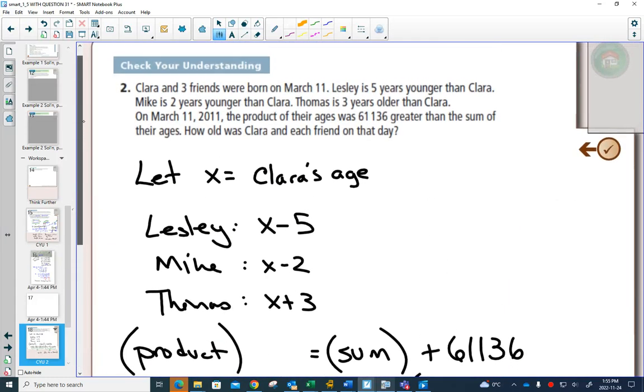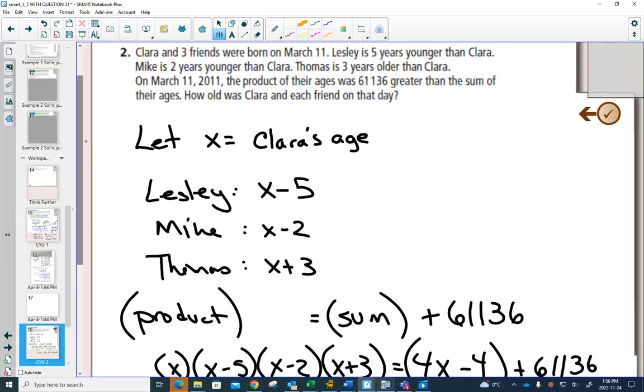Read the question again. How old was Clara and each friend? So we have it 17, 12, 15, and 20. We've now answered all of their ages. So, not a realistic question as far as something you would actually try to solve. However, a good question for practicing stuff with technology and solving equations.